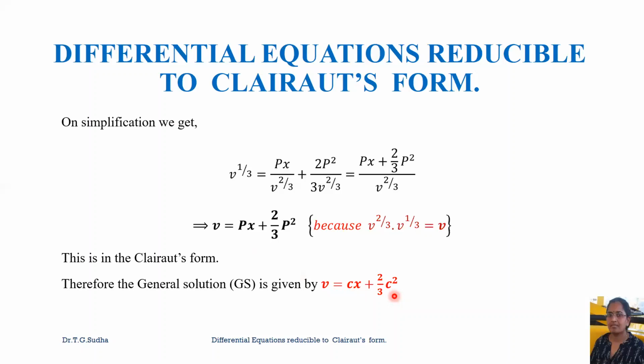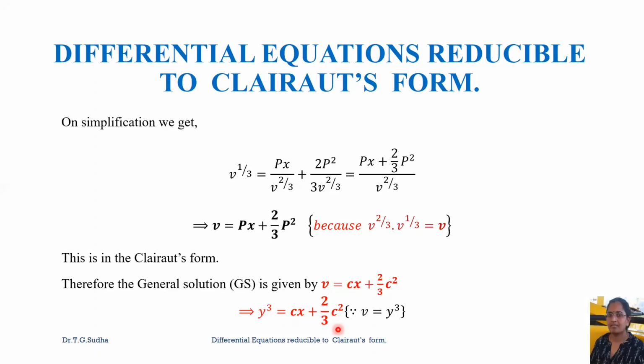So this is the general solution. Now we substitute for v. V is nothing but y cube. So we get y cube is equal to cx plus 2 by 3 into c square as the general solution, because v is equal to y cube. So this is the general solution.